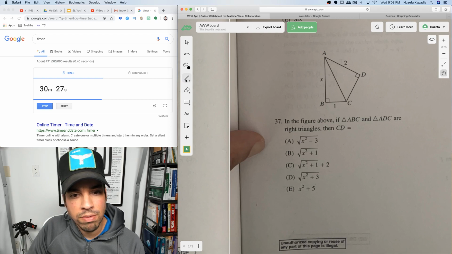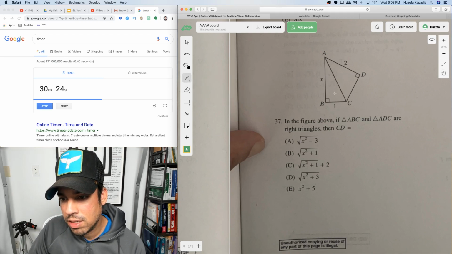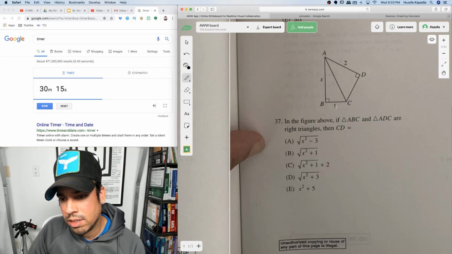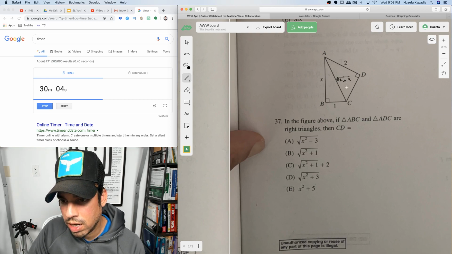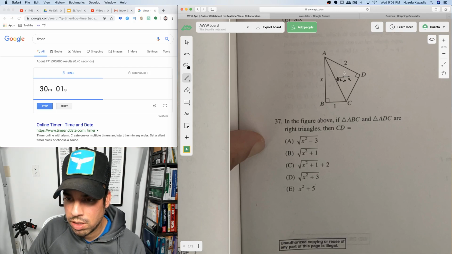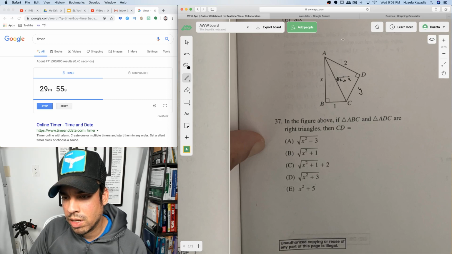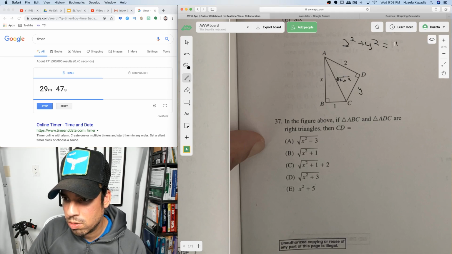37, in the figure above, do you see these get hard? In the figure above, if ABC and ADC are right triangles, then CD equals what? All right, so let's find AC, because AC is A squared plus B squared, and then square root of that. So AC is 1 squared plus X squared and the square root of that. And then what is CD? This is the hypotenuse of this guy as well. So let's call CD Y. So we say 2 squared plus Y squared equals this squared, which just removes the square root, 1 plus X squared.